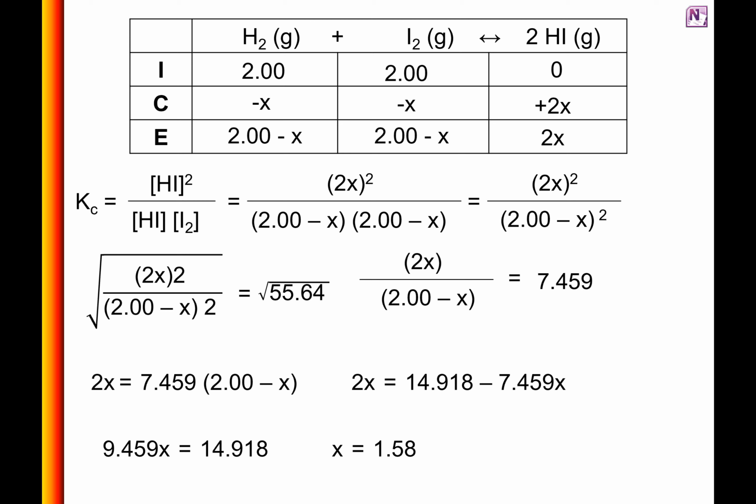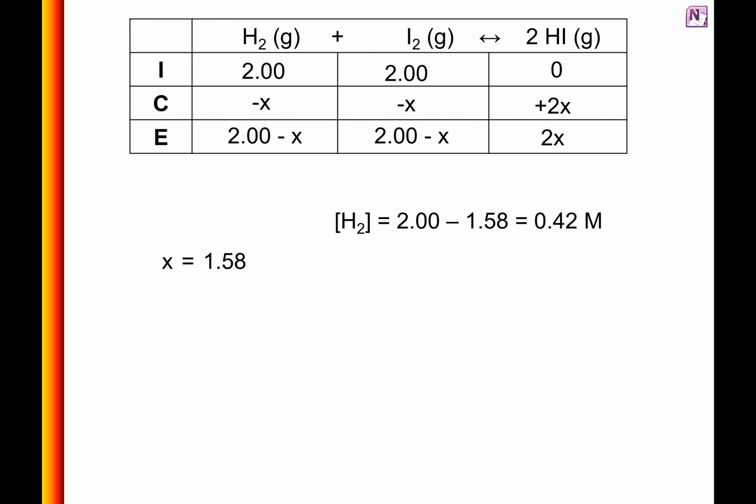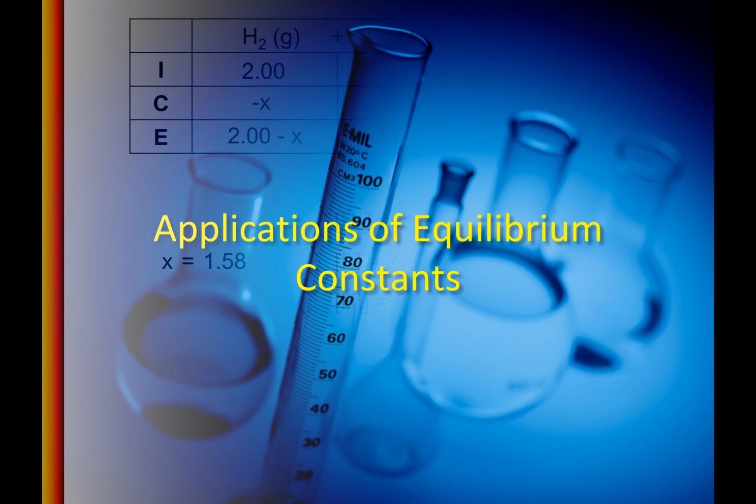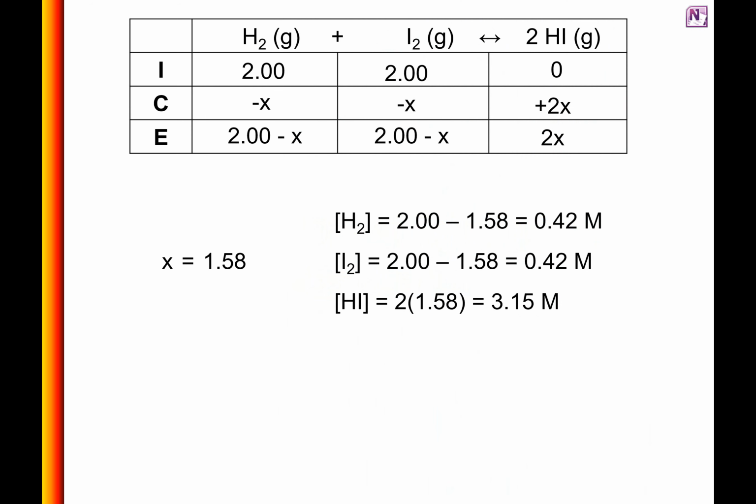Remember, we're looking for the concentration, so we're not quite done. Now we have to plug back into our equilibrium line. Just plug your x value in. So H2 and I2 come out to 2 minus 1.58, and that will give you 0.42 molar for H2 and I2. And then for HI, you just say 2 times x, so 2 times 1.58 is equal to 3.15 molar. That's what the question was asking, so we're done. Just remember at the end, once you get your x value, you're not quite finished. You have to plug that back into your equilibrium line.